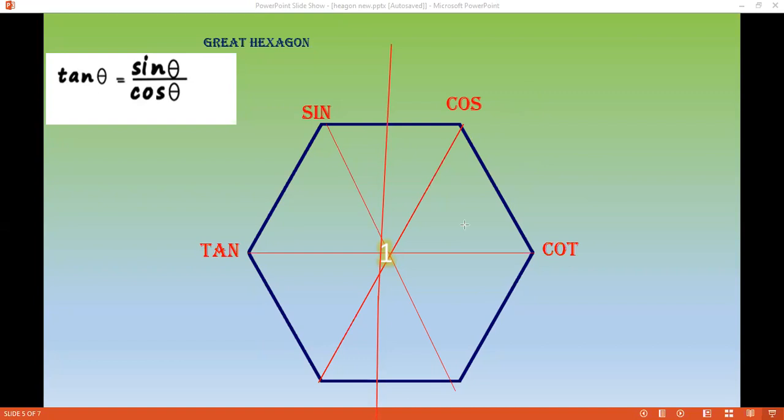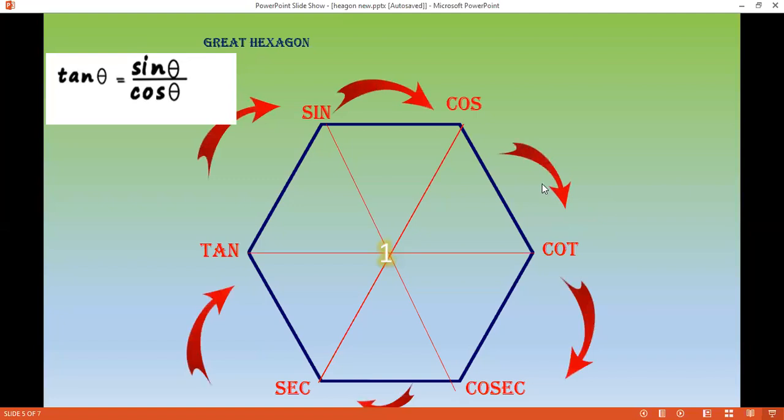So what are the right part? Cos, cot, and then what should be the other one? The other should be cosec. Next, cosec theta, and only sec is left. Like this we are framing our hexagon. After framing the hexagon, we should go in clockwise direction. That is very important. And in the center we kept 1, right?